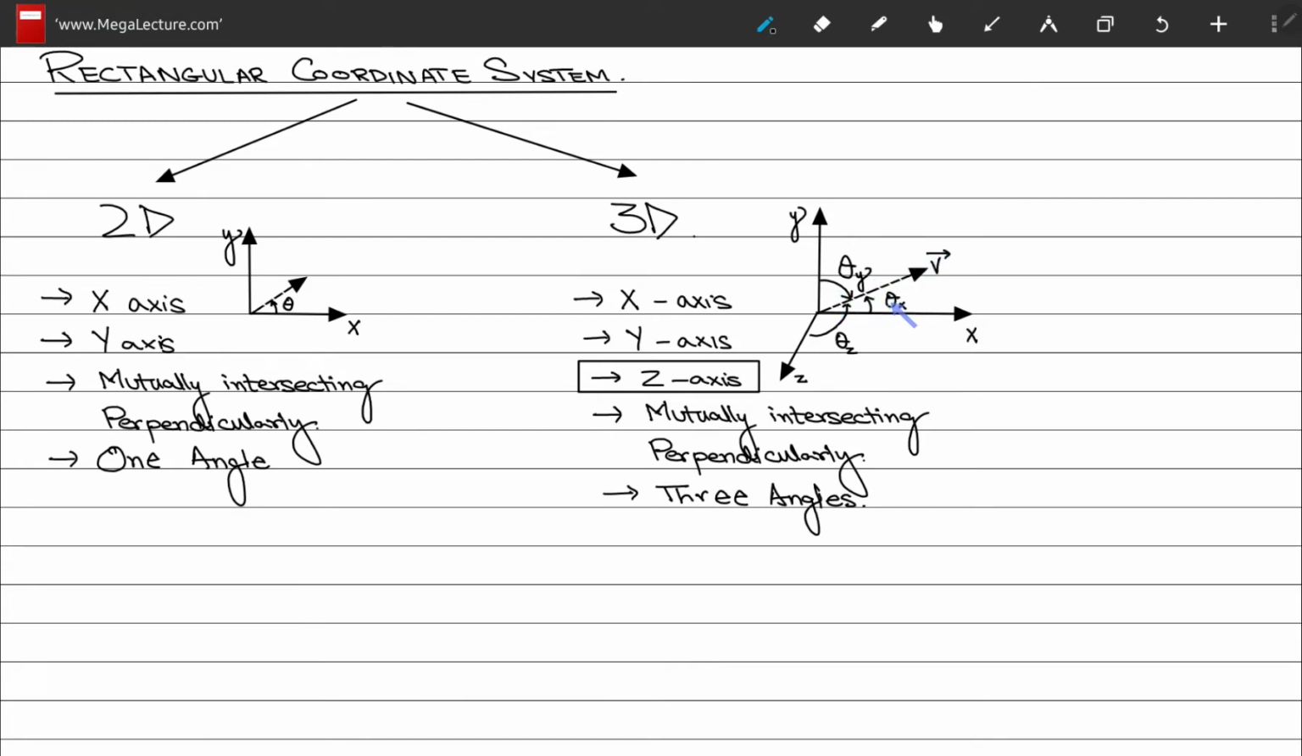So you have theta x from the x-axis, we have theta z from your z-axis to the vector, and then you have your theta y, which is from the y-axis to the vector v.